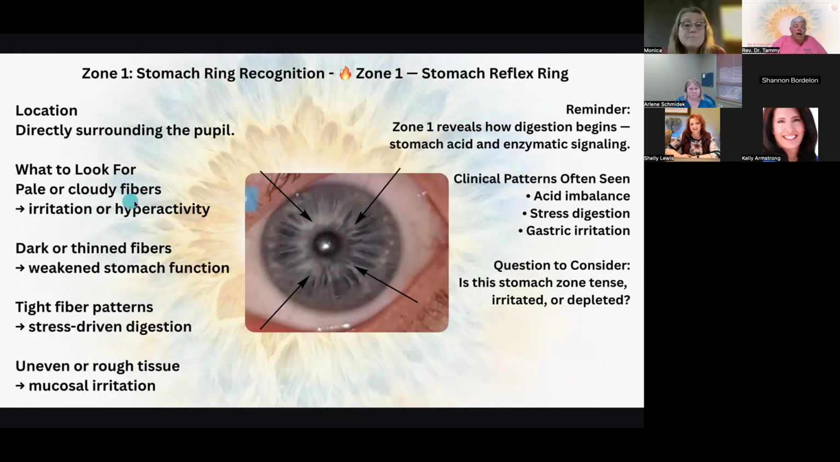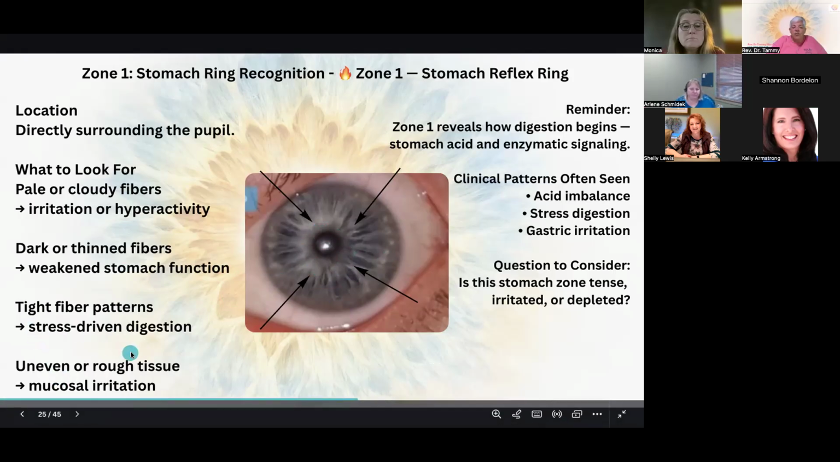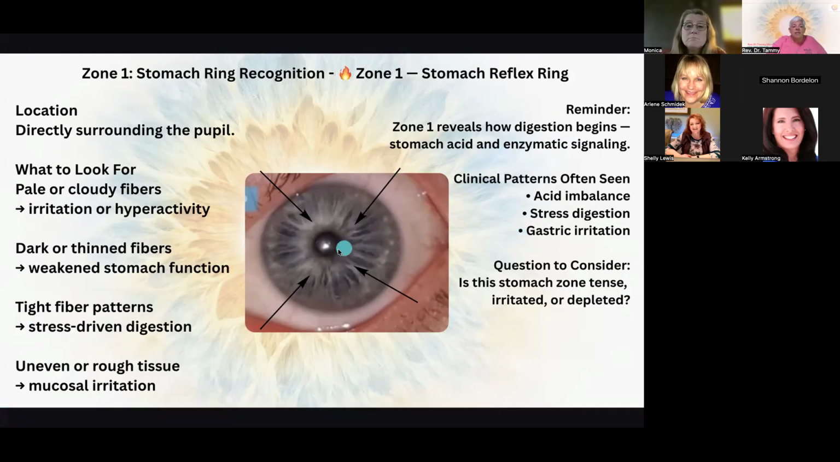So is it pale or cloudy fibers, which is calling for irritation and hyperactivity? Is it dark, thin fibers, weakened stomach function? So they've got some darkness down in here where it's more white up here. Tight fiber patterns, stress-driven digestion. And then what you want to look at, zone 1 reveals how digestion begins. So zone 1, how is the digestion starting? They've got a little bit of a redness, it looks like, around here on this pupil too, which is letting me know that they might have a tendency towards stomach ulcers, not digesting their food very well at all.